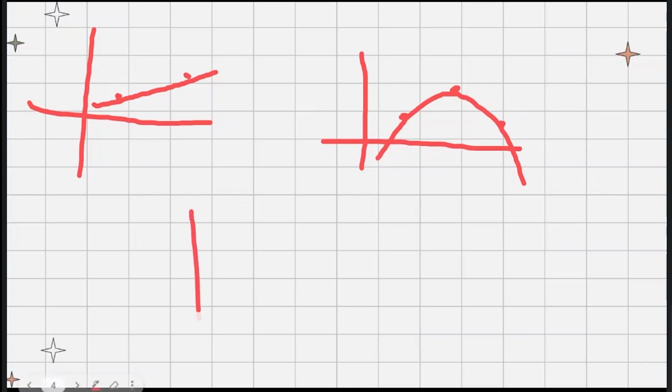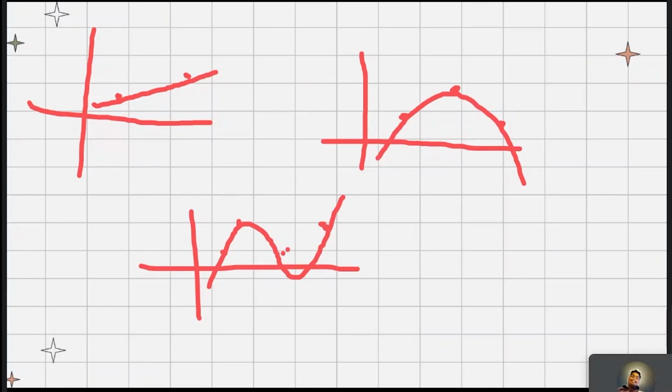And say we have 4 points. 1, 2, 3, and 4. How do we join these? So we'll have something like this. Imagine it's passing through those points. So now this is a cubic polynomial.